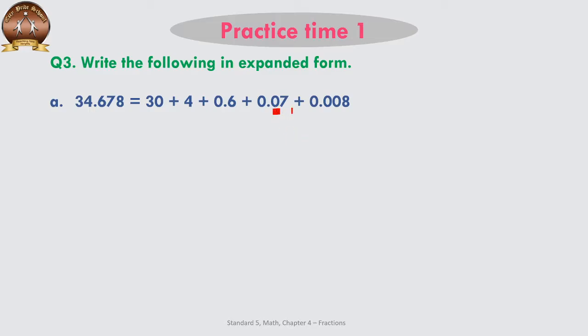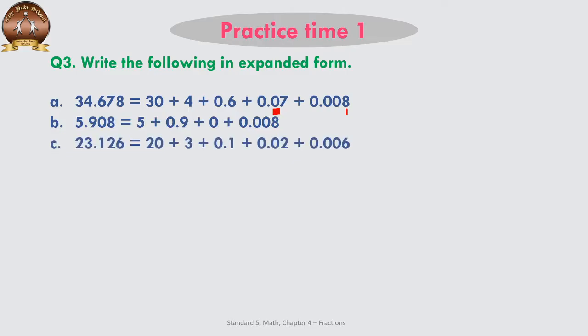Then for the place value of 8, 8 is at the thousandths place, so 0.008 is the number representation for 8. So 30 plus 4 plus 0.6 plus 0.07 plus 0.008 is the expansion of 34.678. Now there are two more examples. You can go through them quickly.